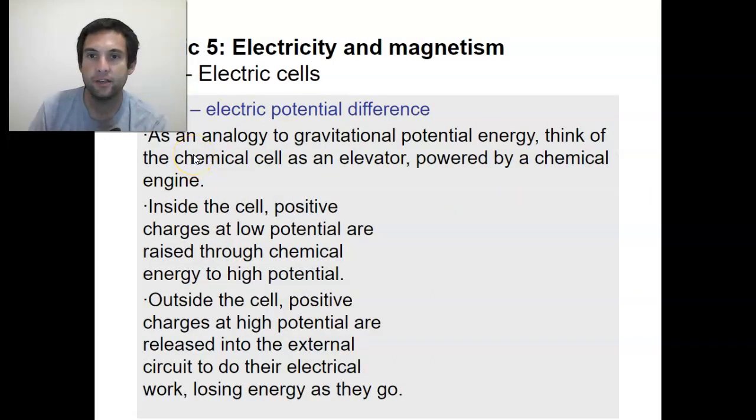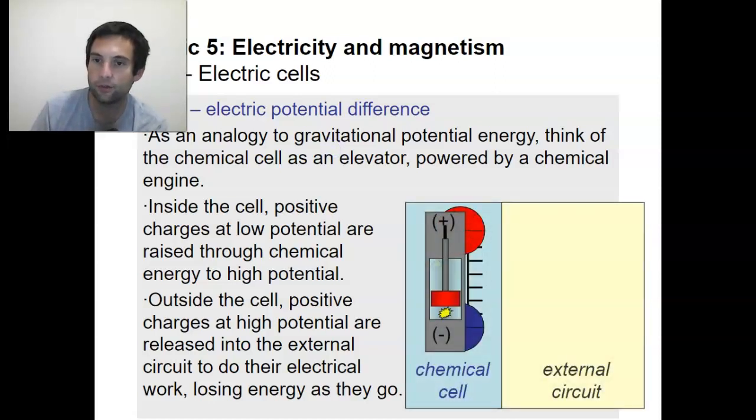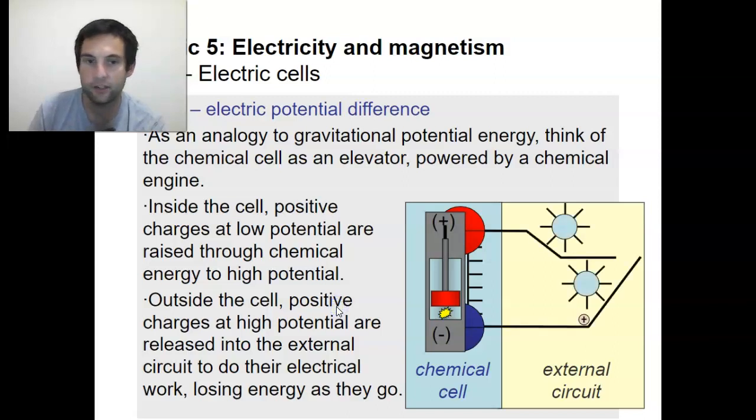As an analogy to gravitational potential energy, think of the chemical cell as an elevator powered by a chemical engine. Inside the cell, the positive charges are at low potential and they're raised through chemical energy to a higher potential. Once they get outside of the cell, positive charges at high potential are released to the circuit to do their electrical work, losing the energy as they go.